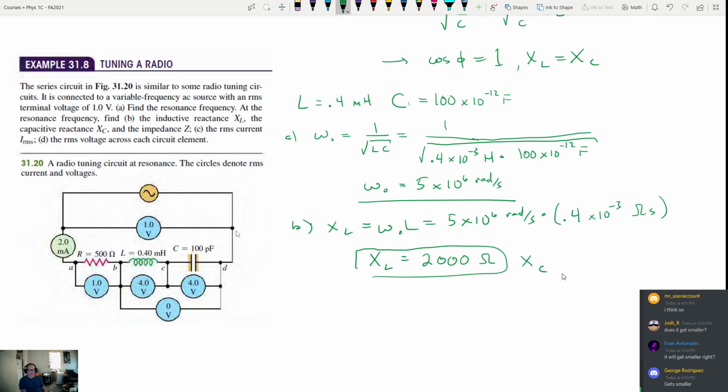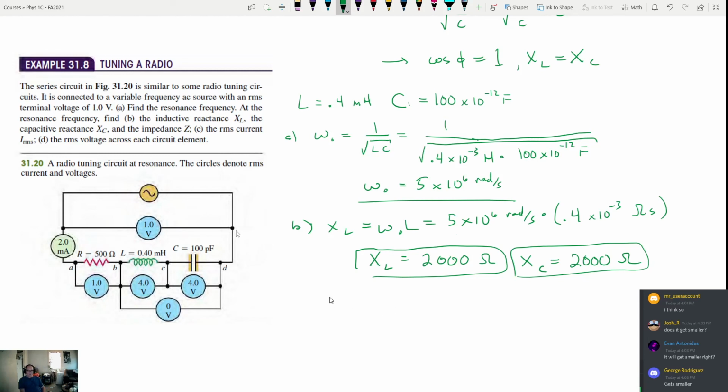The next part asks us to find X sub C. I promise you that it will be exactly the same. Calculate it yourself by doing 1 over omega times this. In fact, I'm just going to check real quick to make sure it actually works. Divided by 100 e minus 12. Yep, I got 2,000 again.